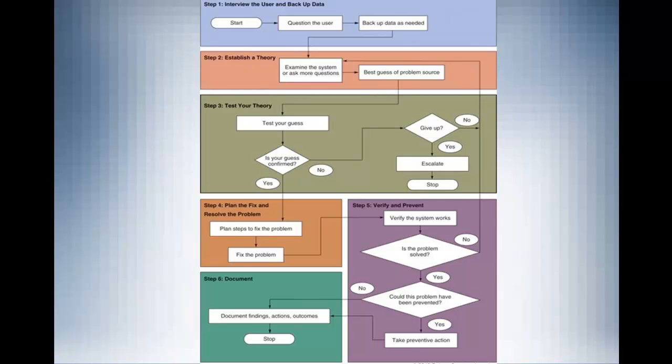Once you fix the problem, move into step 5, which is to verify that you fixed it and see if there's anything you can do to take a type of preventive action so that this does not occur again in the future for the customer. And lastly, step 6 in the troubleshooting process is to document. That's it for the troubleshooting process. Let's move on to the next part of the chapter.